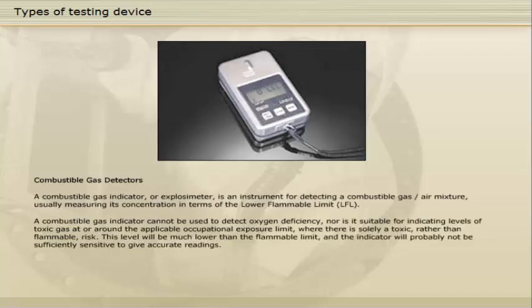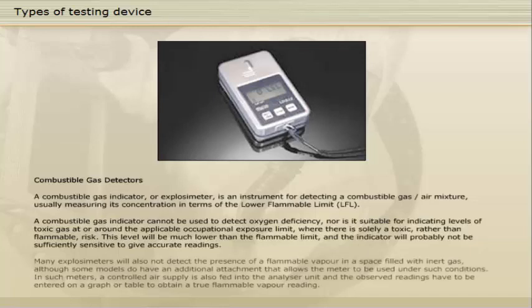This level will be much lower than the flammable limit, and the indicator will probably not be sufficiently sensitive to give accurate readings. Many explosimeters will also not detect the presence of a flammable vapor in a space filled with inert gas, although some models do have an additional attachment that allows the meter to be used under such conditions. In such meters, a controlled air supply is also fed into the analyzer unit, and the observed readings have to be entered on a graph or table to obtain a true flammable vapor reading.